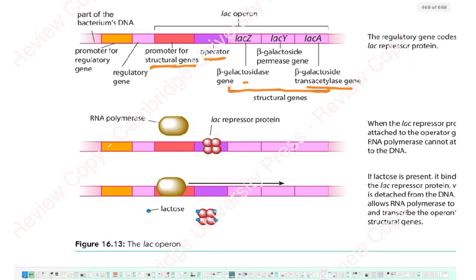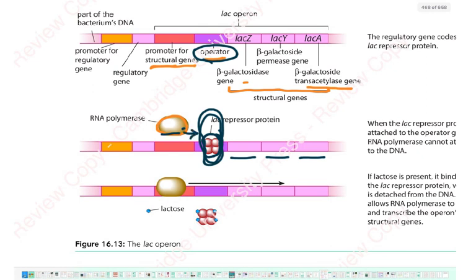Now here you can see this is RNA polymerase, poor thing. But when the lac repressor protein is binding to the operator, the RNA polymerase is being blocked. So the RNA polymerase cannot now make mRNA here, mRNA here, and mRNA here. The lac repressor protein is binding to the operator, so the RNA polymerase now cannot function.